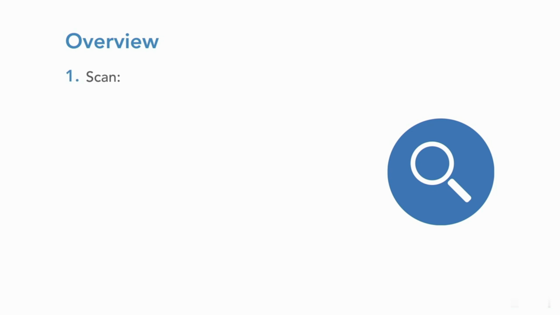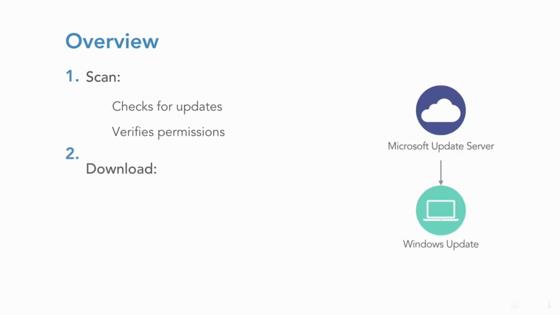The first is a scan. Windows Update schedules a scan to check if updates are available, and then verifies permissions and checks policies to see if they should be downloaded. The next step is the download. Windows Update initiates the download and downloads the files to a temp folder.